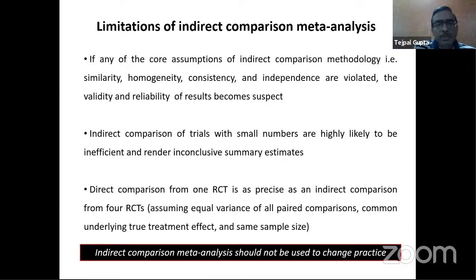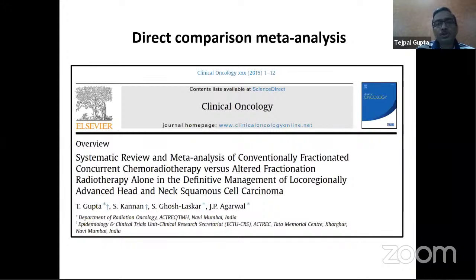However, there are several limitations of indirect comparison meta-analysis, and it is generally not used to change practice. The rule of thumb is that a direct comparison from one RCT is as precise as an indirect comparison from 4 RCTs, assuming equal variance of all paired comparisons. So one direct comparison RCT would be equal to 4 RCTs that we use in an indirect comparison meta-analysis. So we went ahead and did a direct comparison meta-analysis.